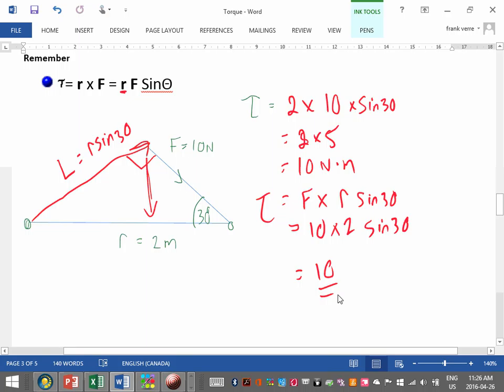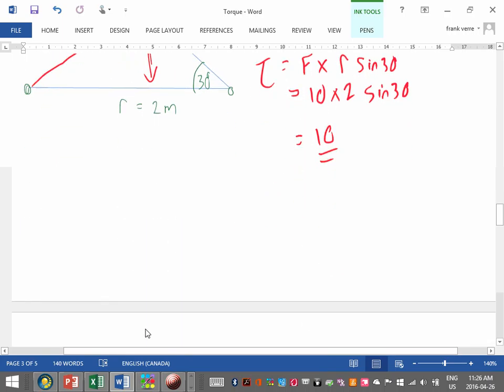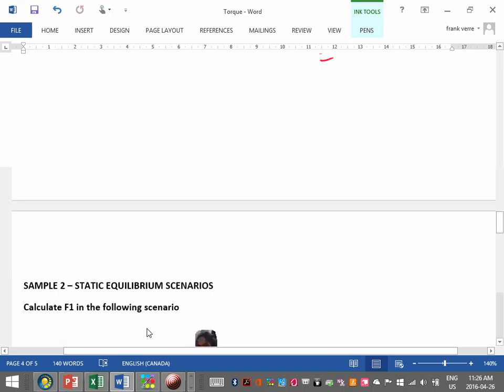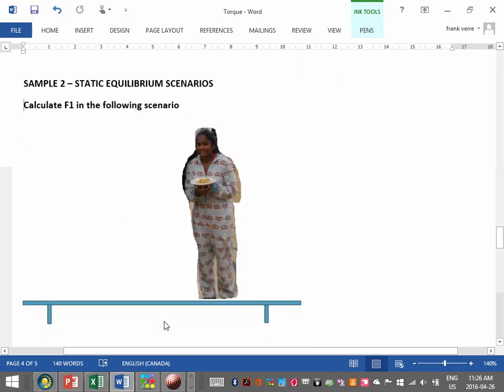Okay, so yesterday we were looking at some examples of using torque to solve static scenarios where things aren't moving. So let's look at 2 more questions. That's it. We'll finish pretty quickly today. Let's look at this question where we're going to figure out F1 in the following scenario.